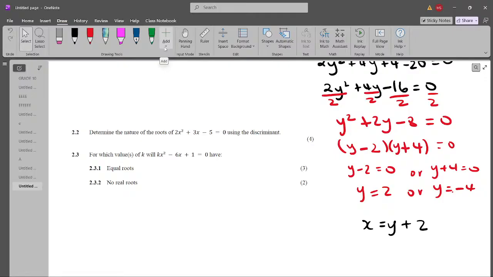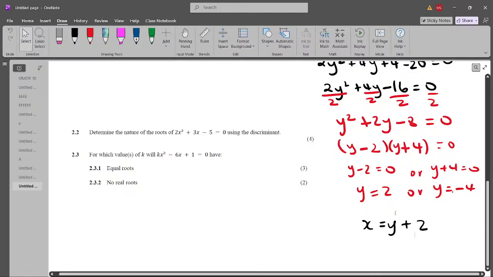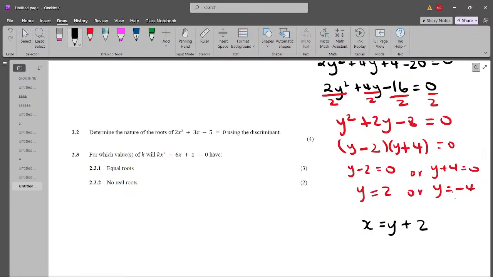So remember here we are solving for x. We already solved for y. We said y is equal to 2 or y is equal to minus 4. And if that is the case, then we are going to start by saying where we see y, we need to substitute what? 2. So I see y here is 2, plus 2, this is equal to 4.